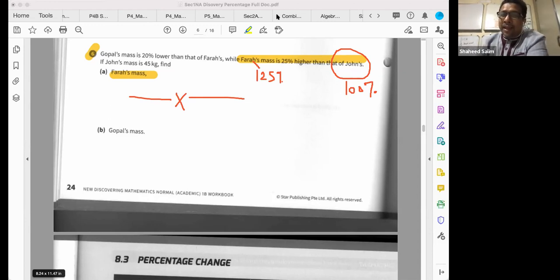Okay, I think someone has sent the answer. I'm so happy to receive answers from students. 80 kg, 135 kg, 55.5 kg. Which is it?